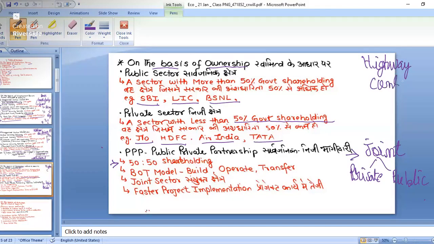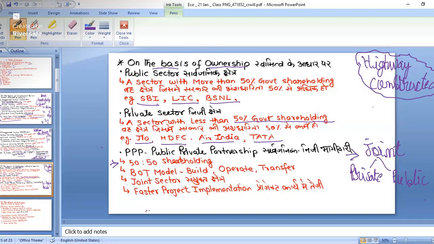In that case, what will happen if the government is not having money? If they want to involve some private companies, they will ask them to invest in this particular thing, and they'll give it on lease for 20 years. In those 20 years, you can control all those taxes.